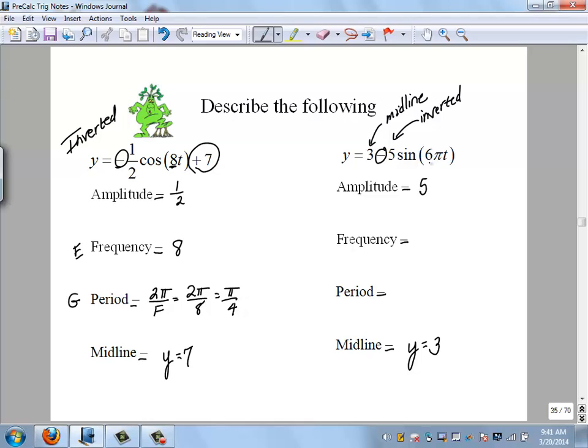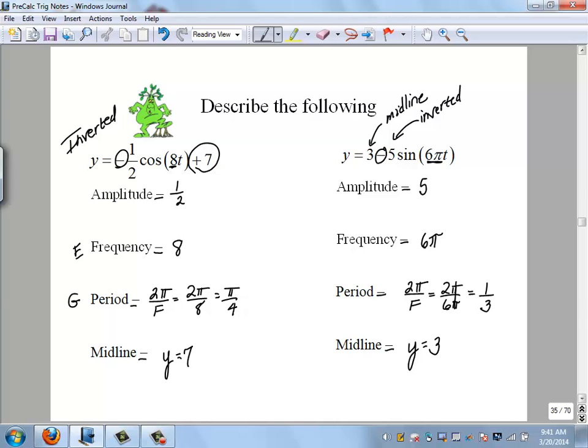My frequency, which is in front of our variable t, is 6 pi. Now remember what I told you before. If your frequency has pi in it, your period won't. So let's look at the formula. 2 pi over my frequency is 2 pi over 6 pi, or 1/3. And again, your period doesn't have pi.